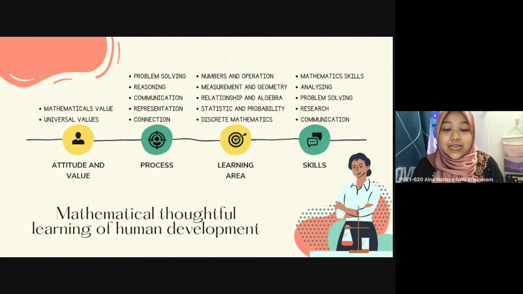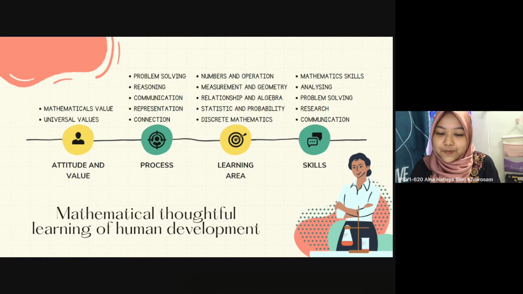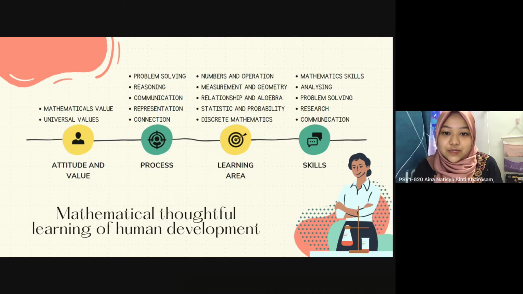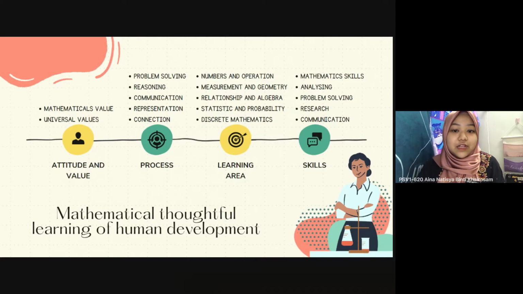Okay, thoughtful learning has the same meaning as the ability to think and create thoughts. In this context of mathematics education, thoughtful learning refers to the desired quality of pupils to be produced through the national mathematics education system. The four important elements that contribute to the mathematical thoughtful learning of human development are: the first one is a learning area, the second is attitude and value, the third is mathematical skills, and fourth, mathematical process.